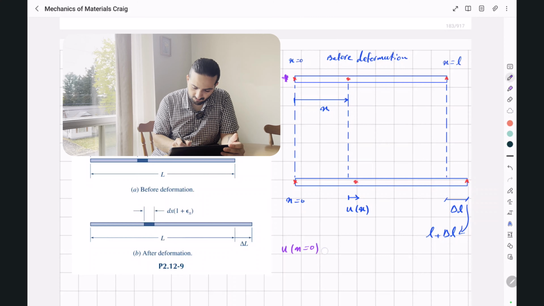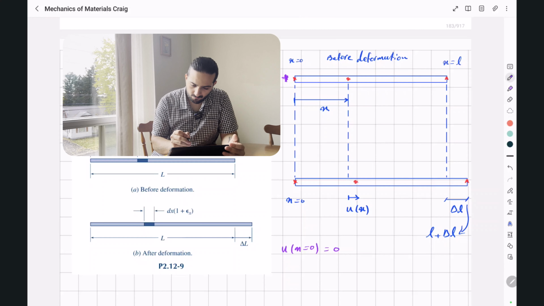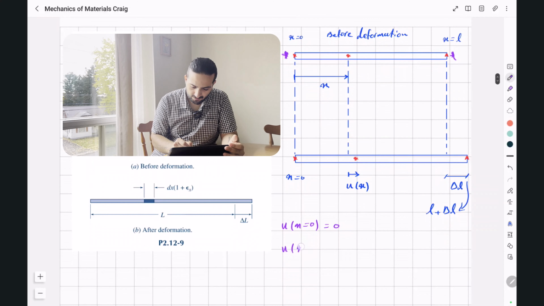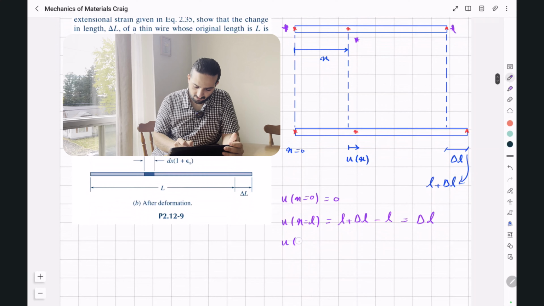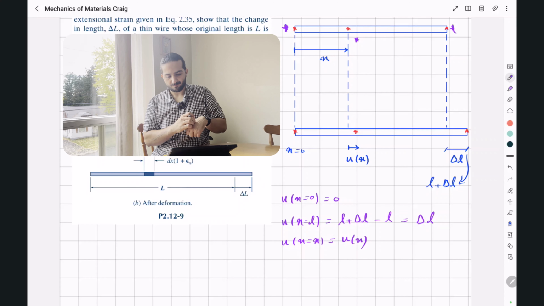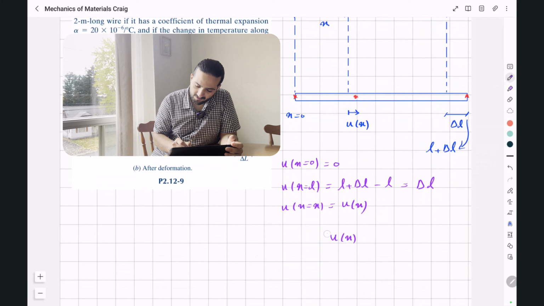So for this point, Ux equal to 0 is actually 0 because this point didn't move at all. For this point at the end, Ux equal to L is L plus delta L minus L. So it's equal to delta L. And for this point at a distance of x from the beginning, Ux equal to x, we're just going to call it Ux. So we know our Ux is a value between 0 and delta L.